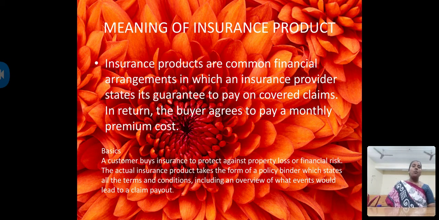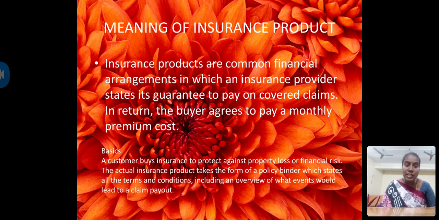Next, the meaning of insurance product. Previously we came across insurance and its characteristics. Now we are learning about insurance products. Insurance products are common financial arrangements in which an insurance provider states its guarantee to pay on covered claims. In return, the buyer agrees to pay a monthly premium cost.